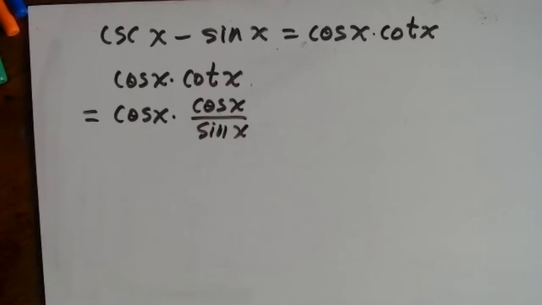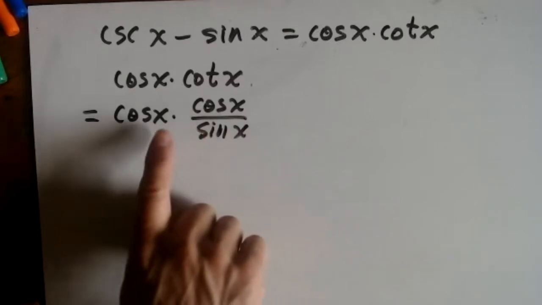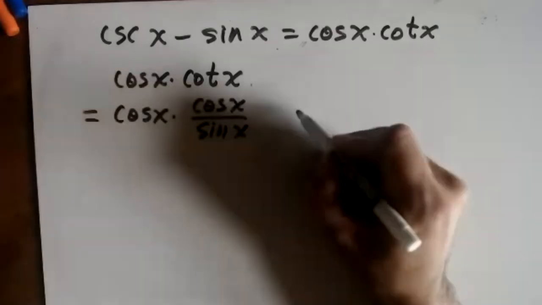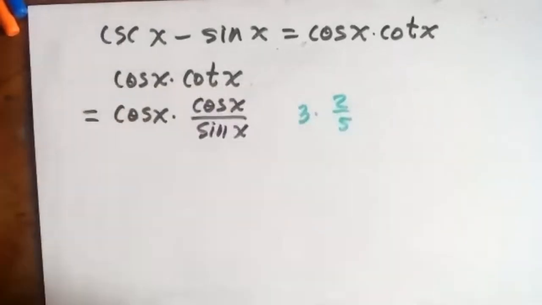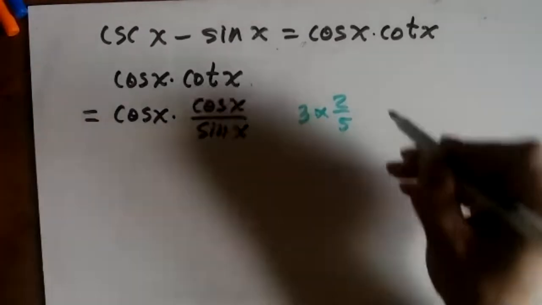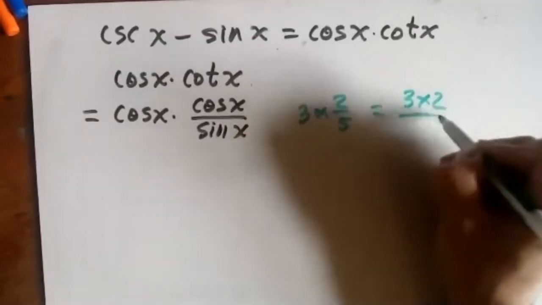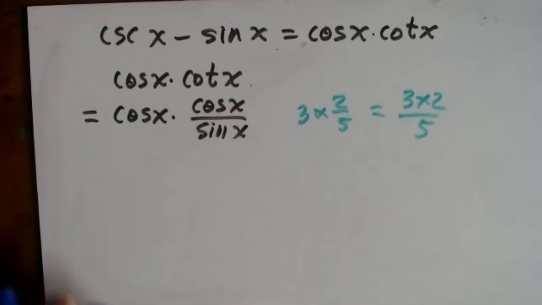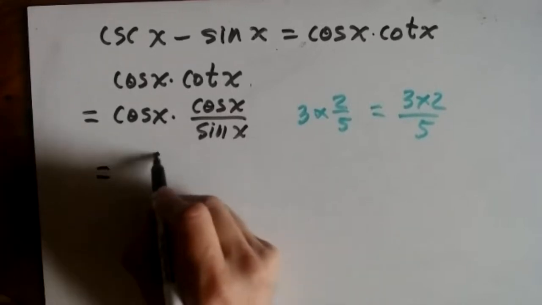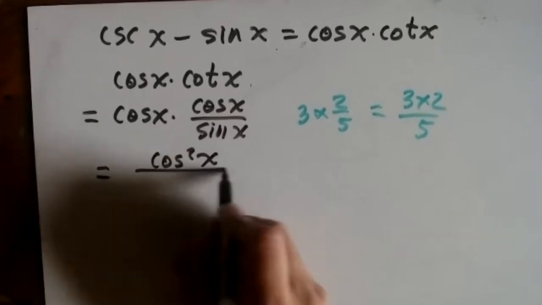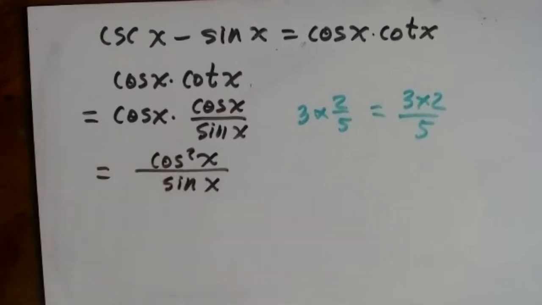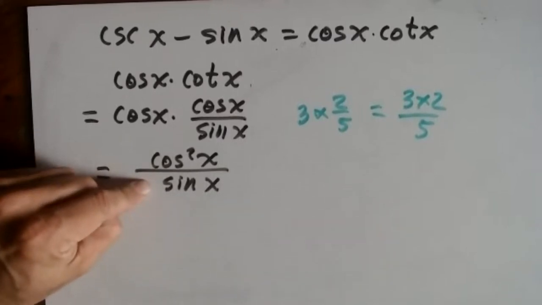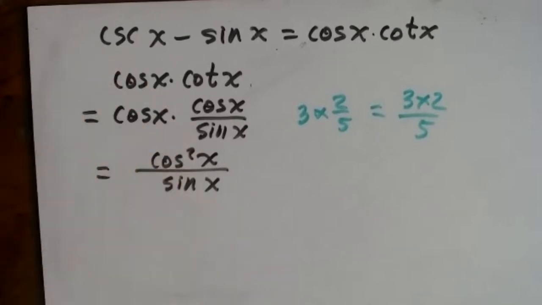Everybody fine? Okay. This is a fraction, and remember how you multiply a fraction. You have 3 times 2 over 5. Remember that you did that? That's 6th grade math. So I'm going to do the same here. This is cosine squared x over sine x. Oh, I still have a fraction, right? And I have no fractions here, so I have to break this fraction.